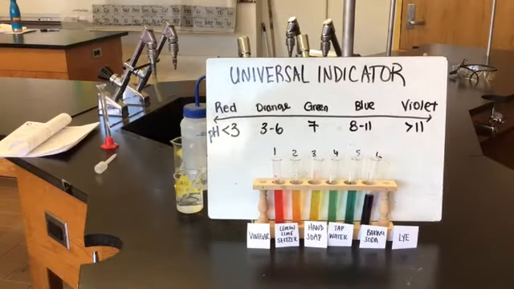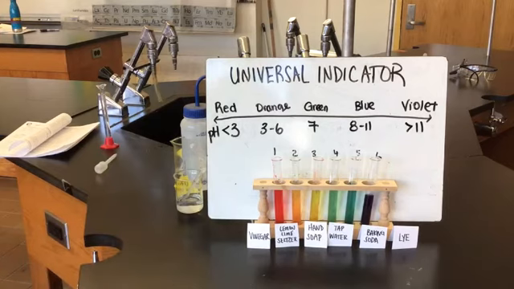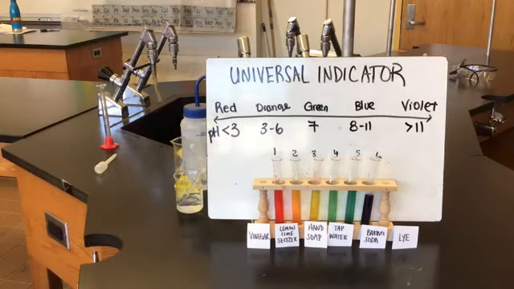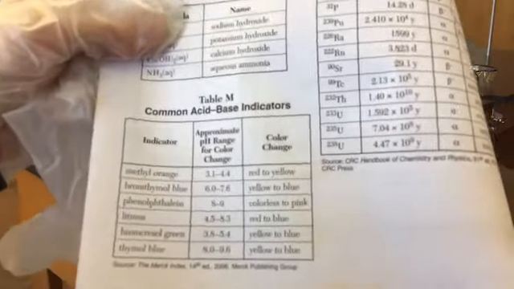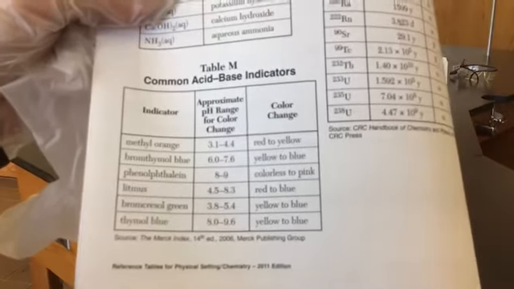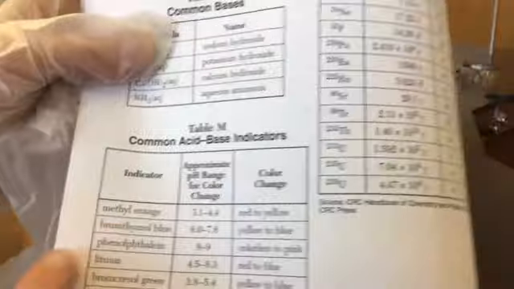So that's universal indicator. It's by far the prettiest, in my opinion, of the indicators because you get the full spectrum of colors because it is mixed in with other indicators. But you'll notice if you look at Table M, universal indicator is not there. The indicators that are listed on Table M work on a much narrower range than universal indicator. That's why universal indicator is called universal.